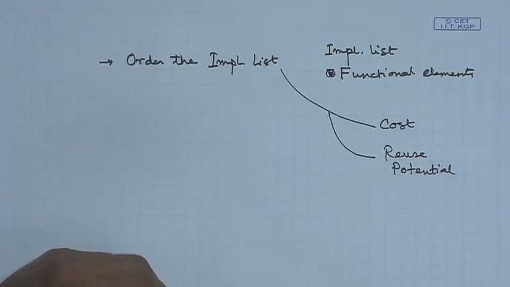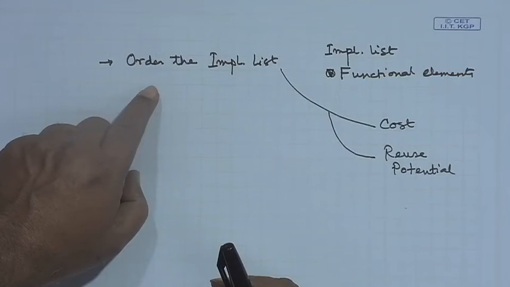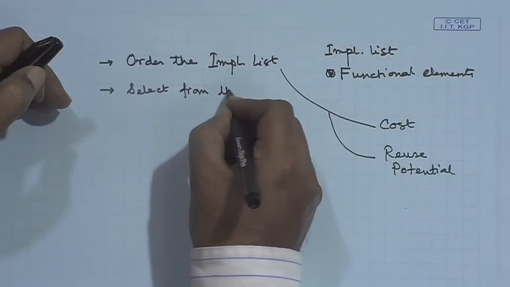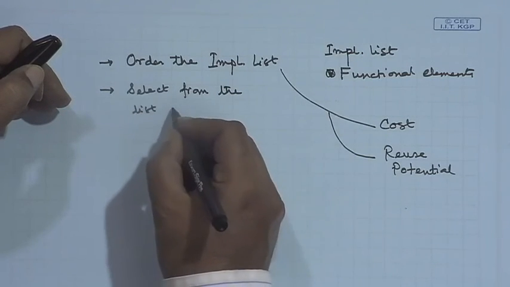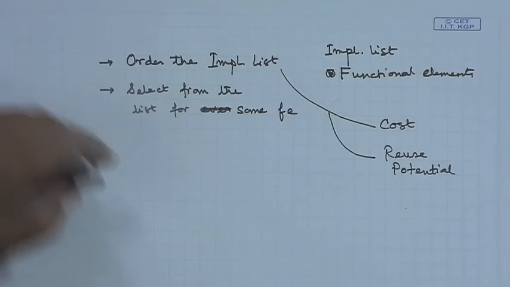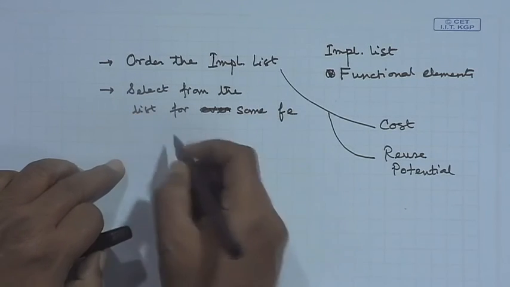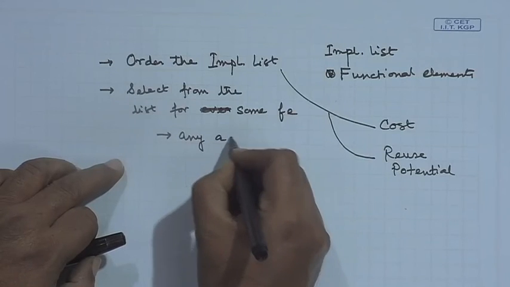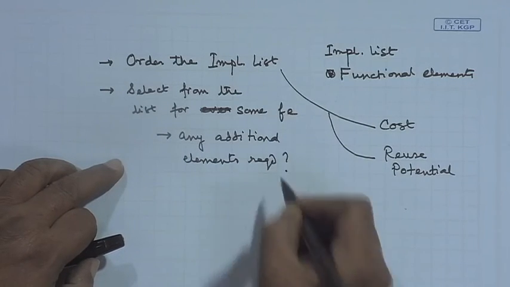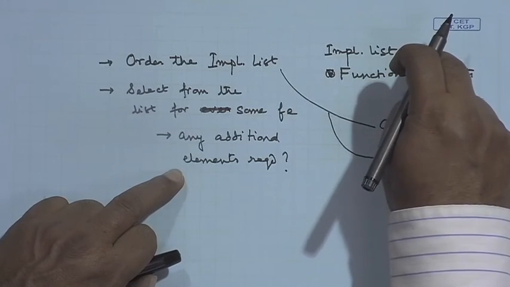For example, if I select an ALU, it will be expensive maybe, but it can be reused for so many functional elements, to cover so many functional elements. So, its cost should be compensated for by its reuse potential. So, accordingly we order the implementation list and then select from the list for every Fi, for some Fe, some functional element, and see what first we check: any additional elements required? If so, then you will have to add to the implementation list, right.